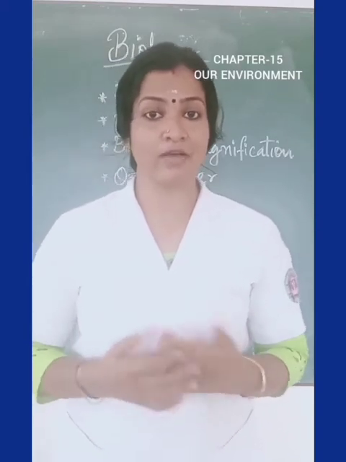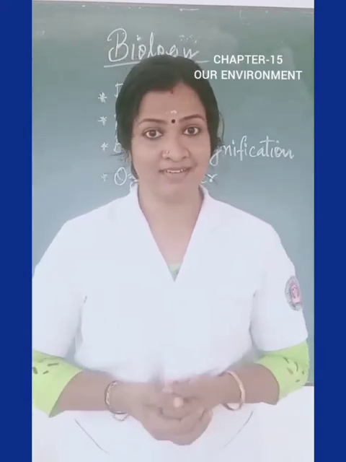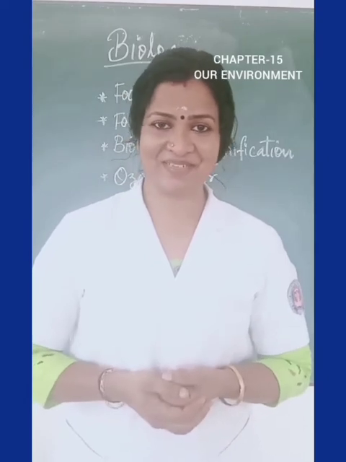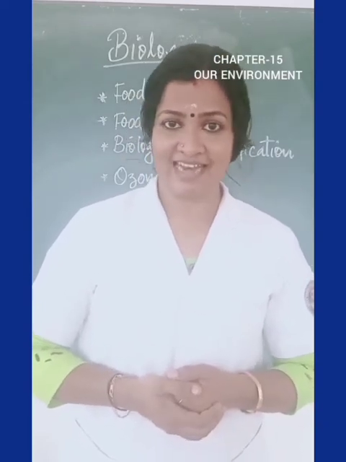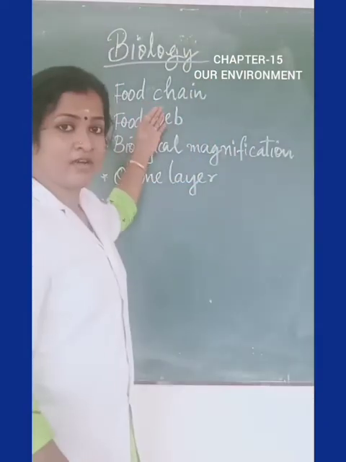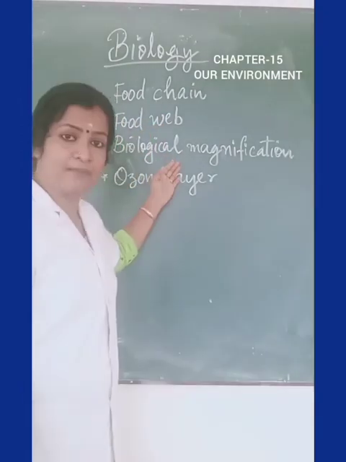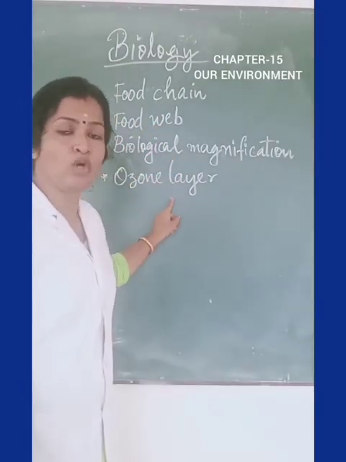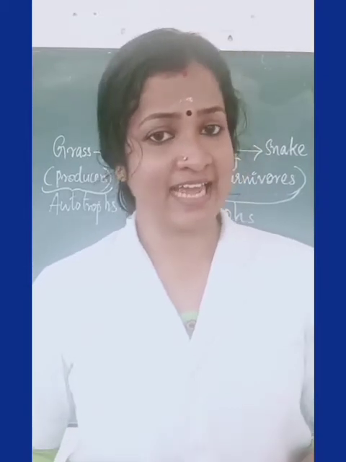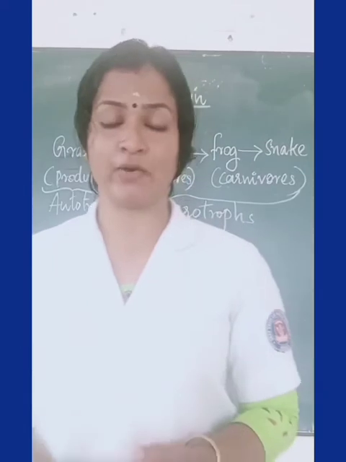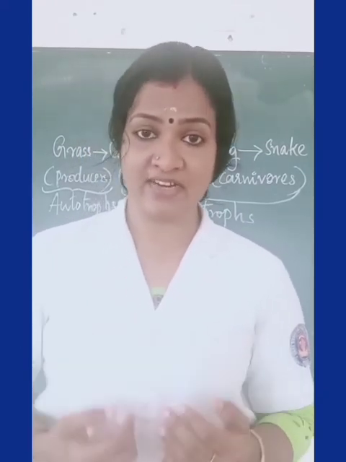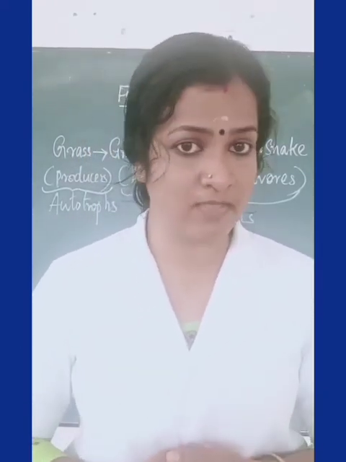In the previous class, we discussed the ecosystem, environment and different types of waste materials. Today, we will discuss some important terms of our chapter, Our Environment, like food chain, food web, biological magnification and ozone layer. Children, in an ecosystem, you know that biotic as well as abiotic components are there, and their interactions make an ecosystem possible, isn't it?